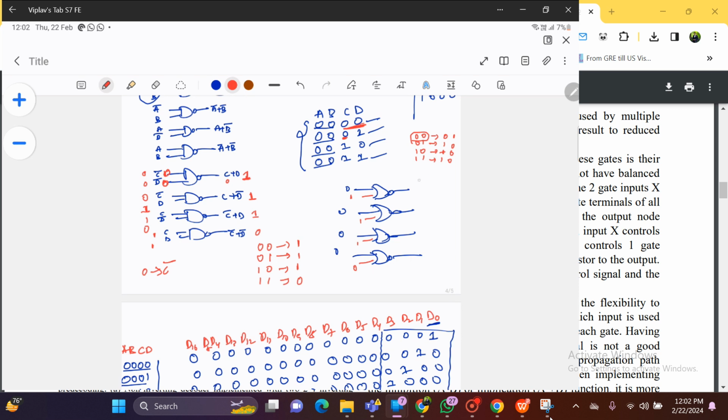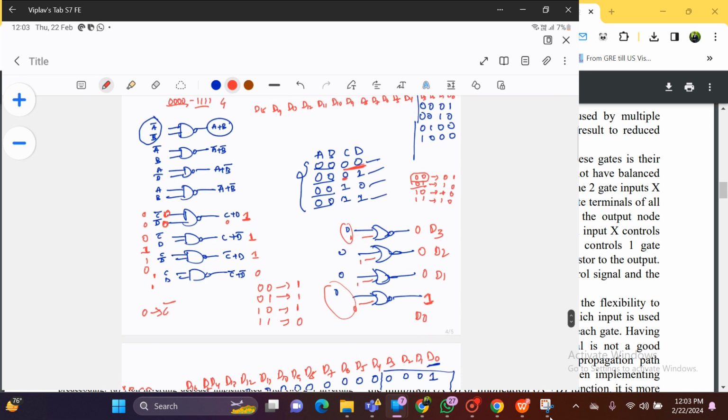For the others, see, if the input is 0 1, then the output is 0 itself. Input again 0 1 0, again 0 1 0. Here the inputs are 0 0, so the output is 1. Now these are given as D0, D1, D2, D3. In this way it is given. So for D0 we got 1, then D1, D2, D3. Like that we need to take it.